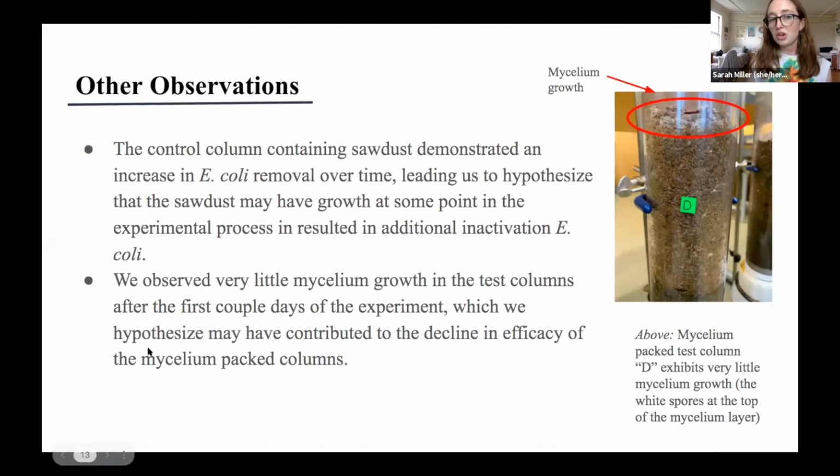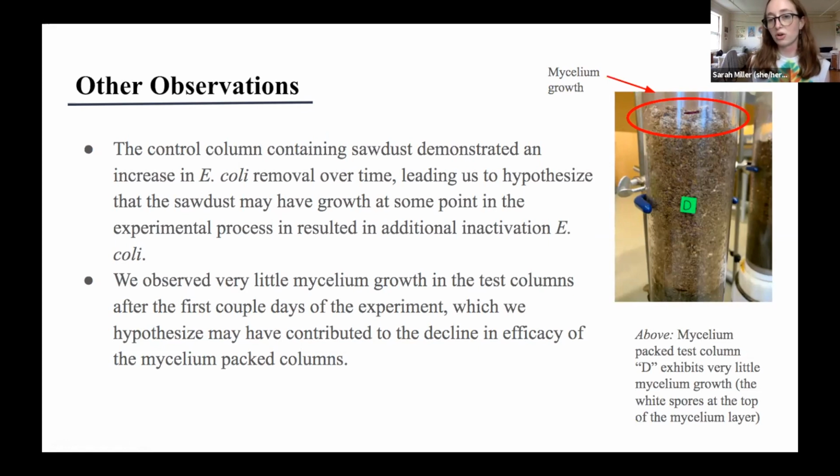In addition to this, we also saw the control column containing the sawdust had an increase of E. coli removal over time, which we hypothesized was caused by a growth in the sawdust at some point in the experimental process, which resulted in the additional inactivation of E. coli. We did not test the sawdust in time to identify what that growth might have been.